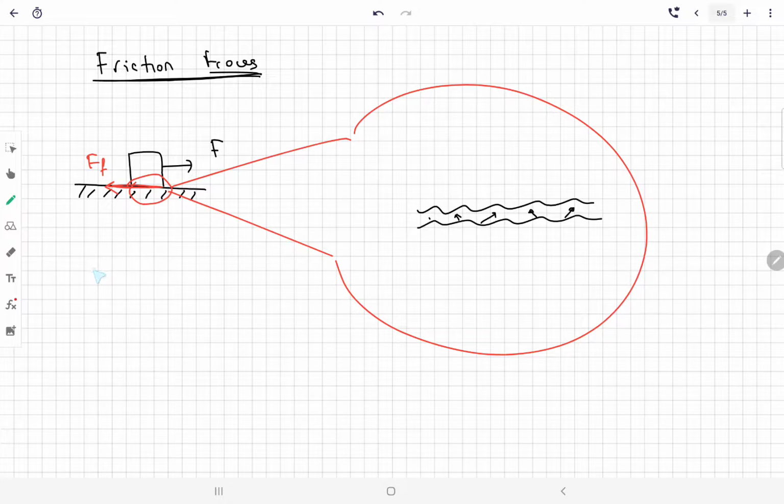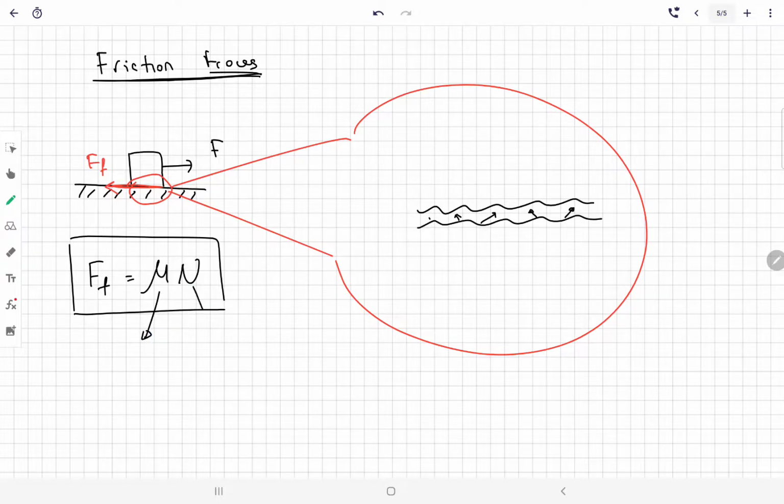Friction force reaches its maximum value when the object starts to slide. Basically, when velocity becomes more than zero, when the object starts to move, it means friction force reached its maximum value. And this maximum value can be calculated by using this equation.